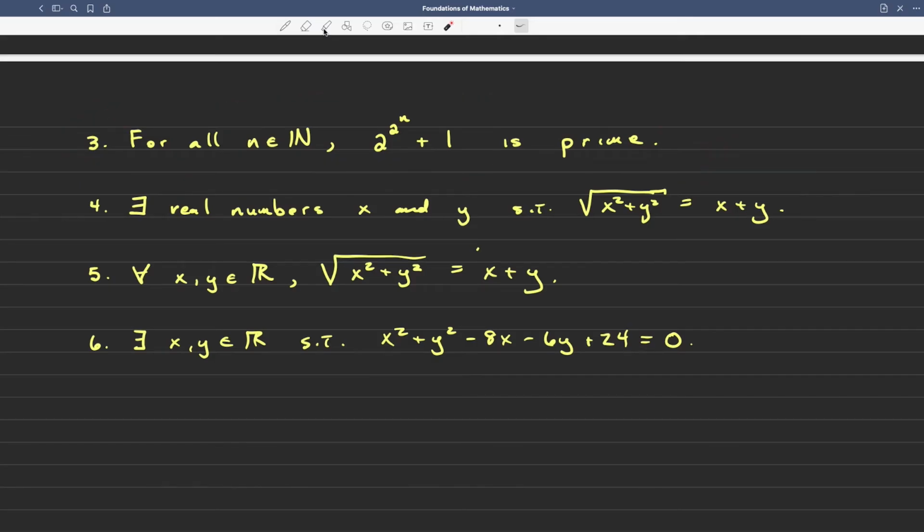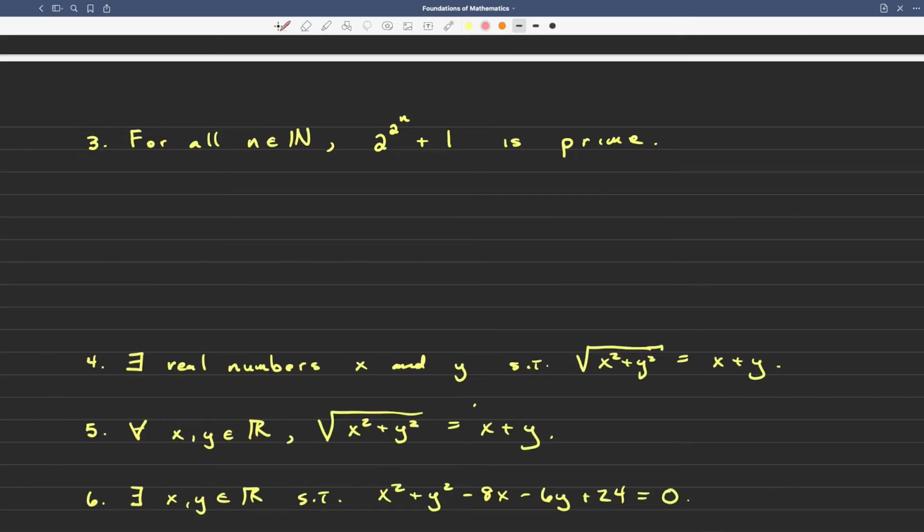This one's actually a little tricky. If you just get your calculator out and start messing around with it a little bit, let's make a little table here. When n is equal to 1, then 2 to the 2 to the n plus 1 would be 2 to the 2 plus 1, so that'd be 5. And then we could ask, is that prime?